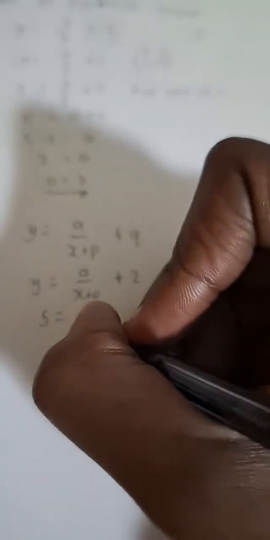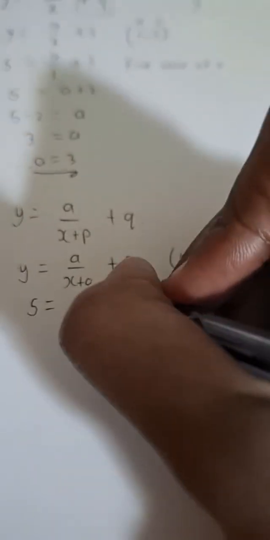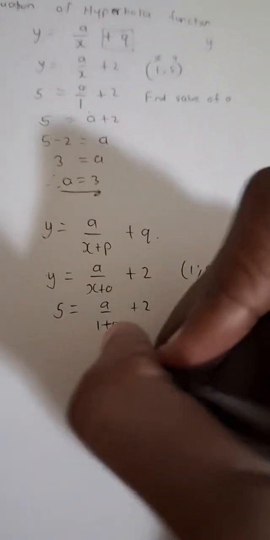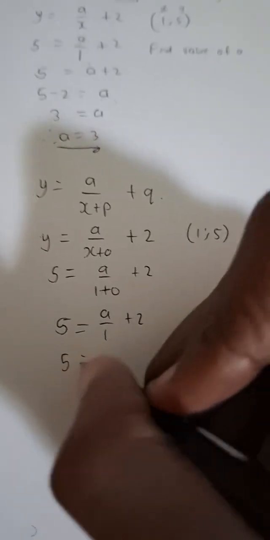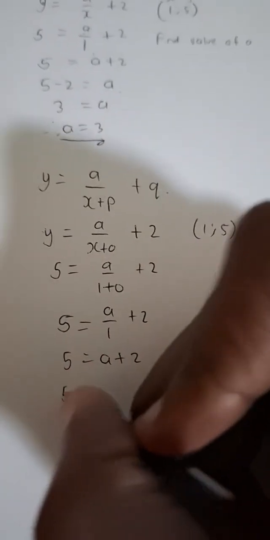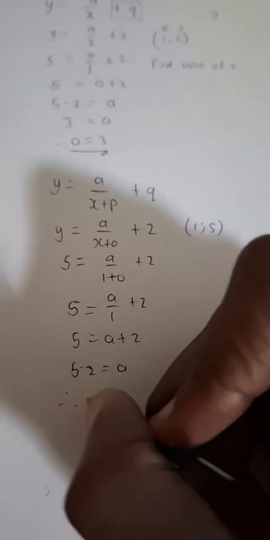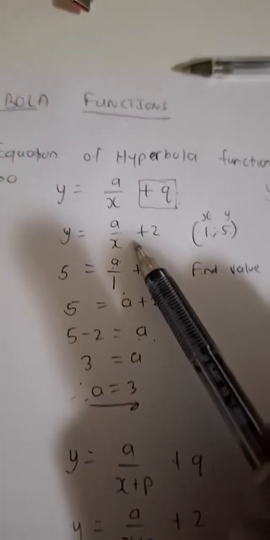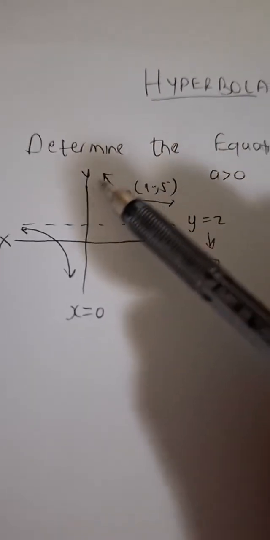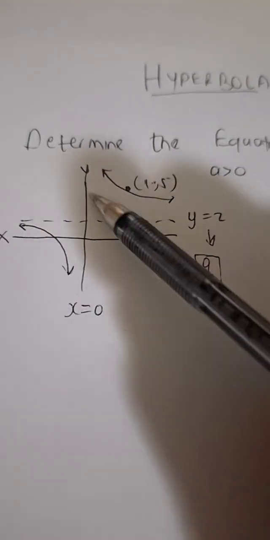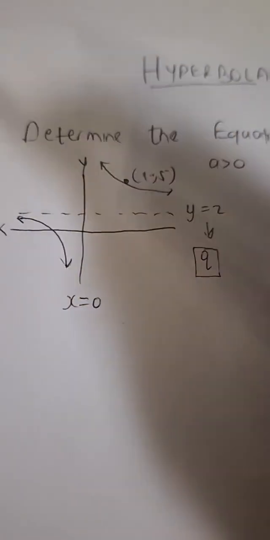Then we use the point (1; 5), and we substitute a over 1 plus 0, plus 2, and then we go ahead and solve for the value of a, which is 5 is equal to a plus 2. We transpose the 2 again, 5 minus 2. Therefore, our a value is equal to 3, which is no different from what we have just done in the previous example, where we basically used this form because we could see that this is a typical situation where the vertical asymptote is x is equal to 0.